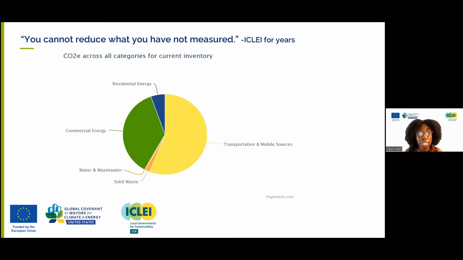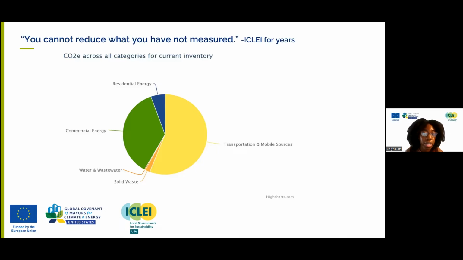And I say all this to say, to reach these global targets and to reach your science-based target, you need to have this inventory. And ICLEI for years has said you cannot reduce your emissions, you cannot reduce them with what you have not measured. So you'll want to make sure that you are doing this inventory process to ensure that you have a bit of an understanding of your local context and know what emissions are occurring in your community.